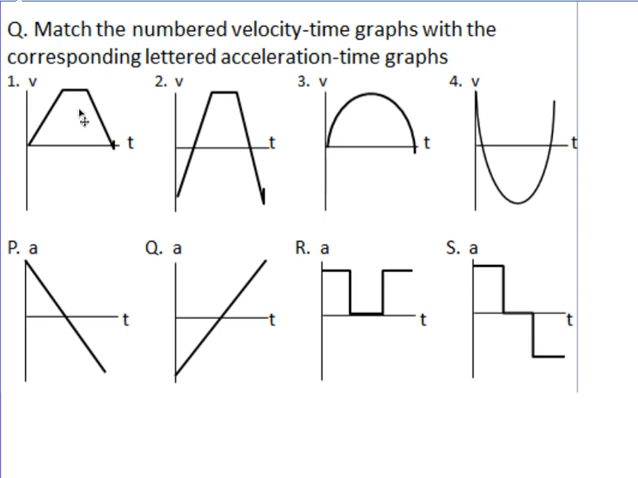So I want you to look at these 4 numbered velocity time graphs, and for each of them, pick from the letters P, Q, R, and S, which acceleration time graph is associated with each of these. And if you could do that on your quiz, that would be excellent.